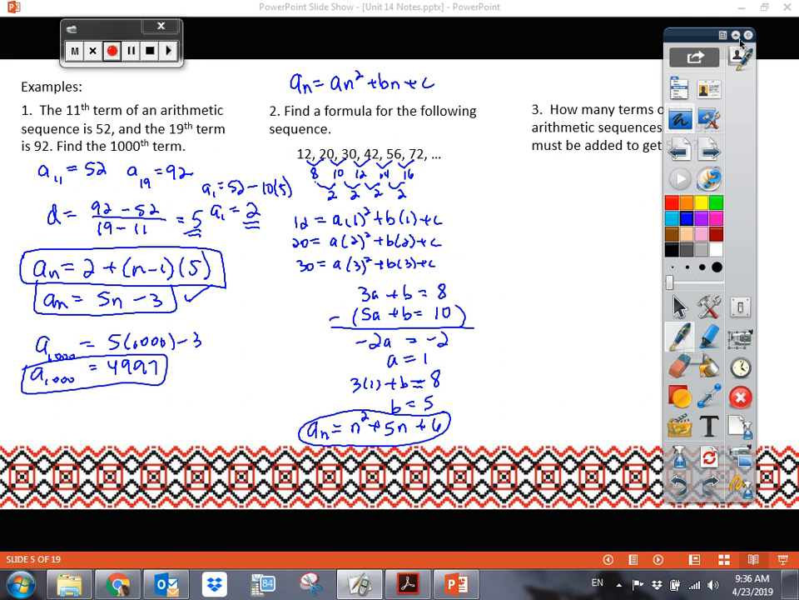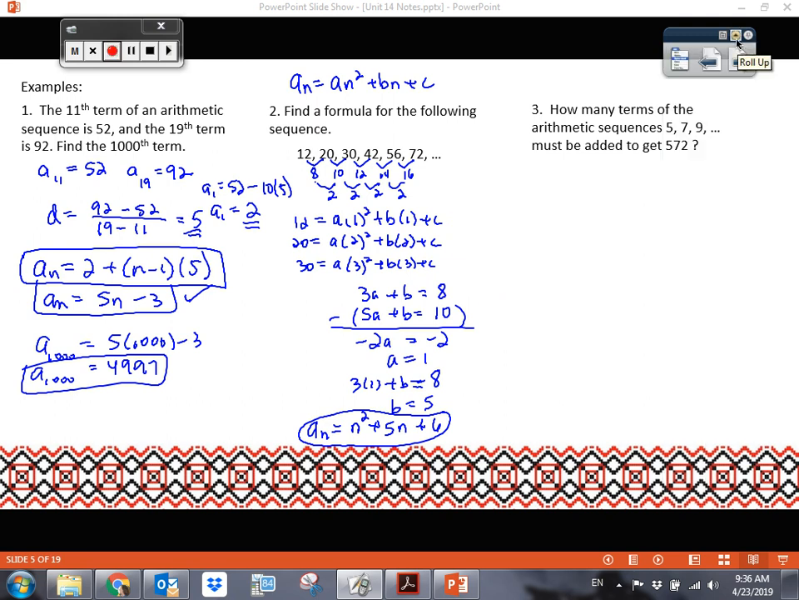All right, so the last one. How many terms of the arithmetic sequence 5, 7, 9, and so on must be added to get 572? Now this is one where we don't know how many terms. We have no idea, and we actually don't know the last term number. So the more convenient summation formula to use would be the first one, S of n equals n over 2. That's the one I'm going to use.